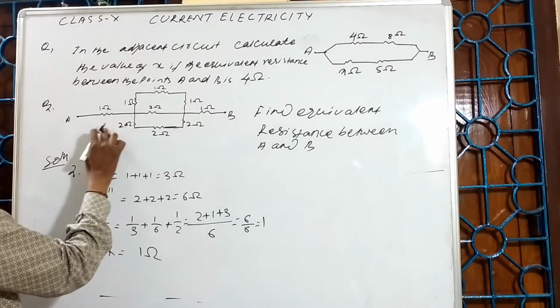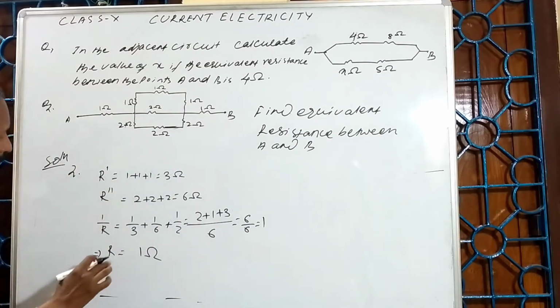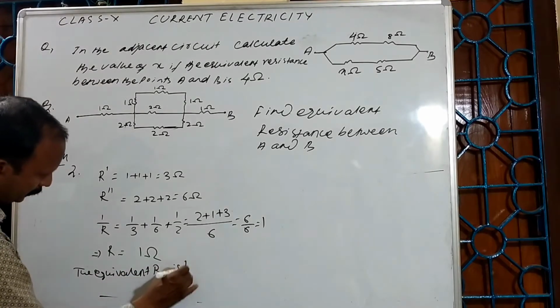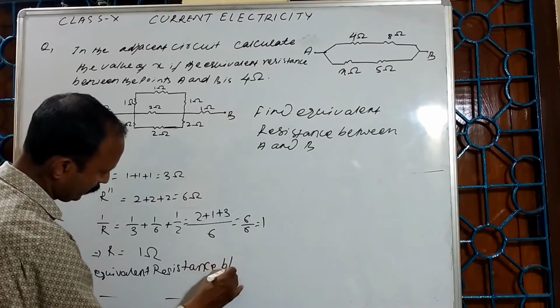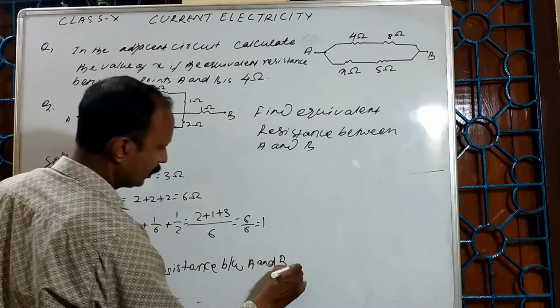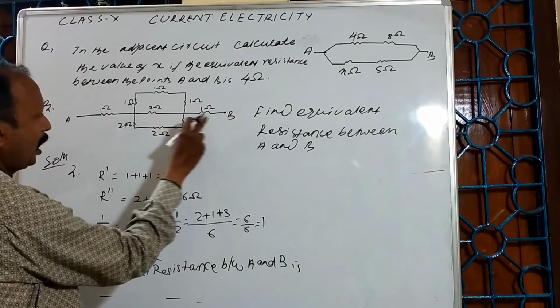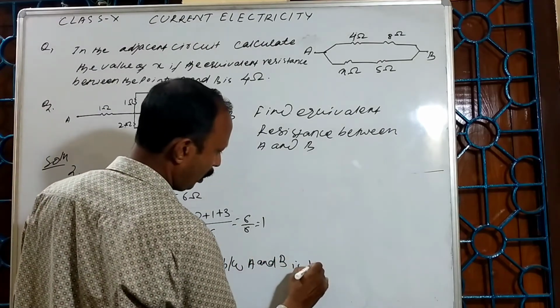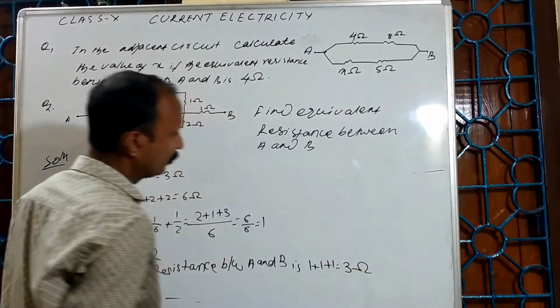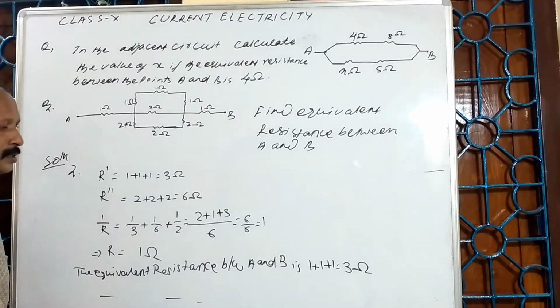Now these three are connected in series. So the equivalent resistance, the final resistance between A and B is 1 plus 1 plus 1. These three are in series. 1 plus 1 plus 1 is equal to 3 ohm. So we got the equivalent resistance is 3 ohm.